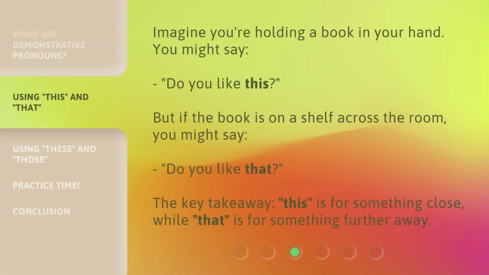Imagine you're holding a book in your hand. You might say, "Do you like this?" But if the book is on a shelf across the room, you might say, "Do you like that?" The key takeaway: this is for something close, while that is for something further away.